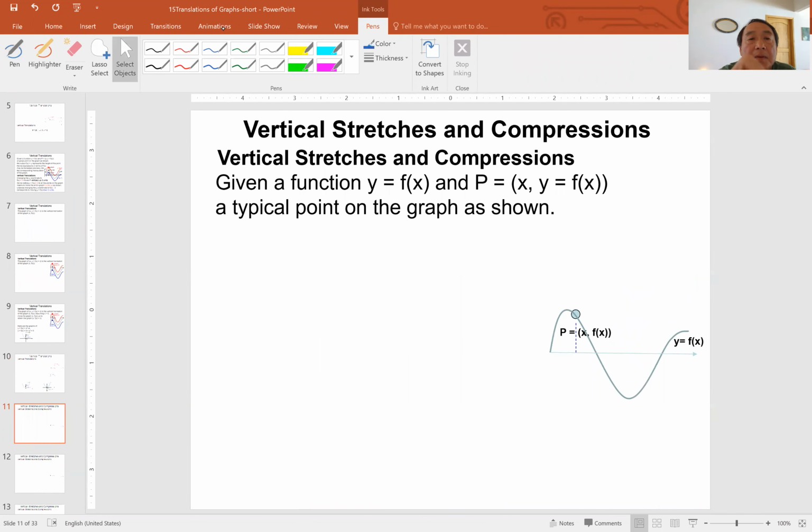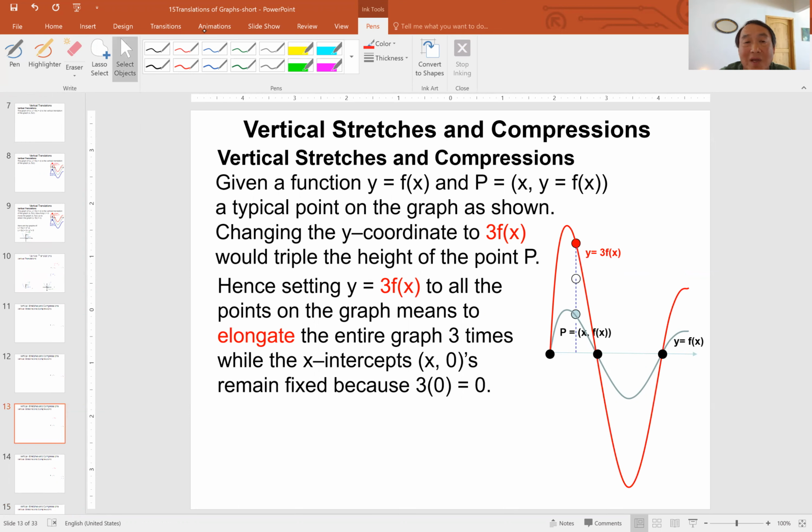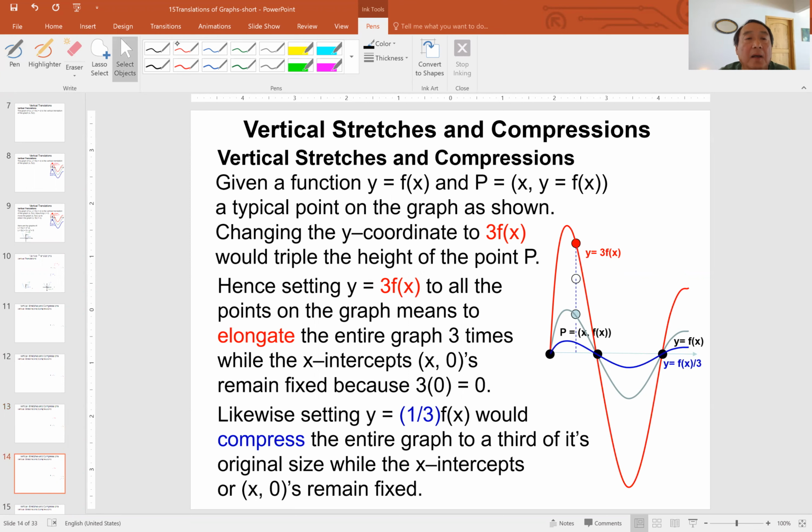And the same thing happens when I multiply the formula by a constant. So if I multiply by 3, I stretch it to 3 times its height. And if I do this to the entire graph, that's what I get, a stretch of 3 times its height. And the roots, the black points here, don't move because 3 times 0 is 0. And if I multiply by 1/3, I squash it to 1/3 of its original size.